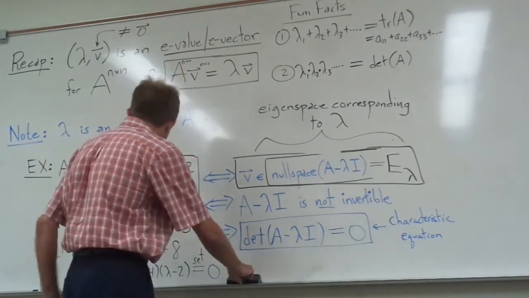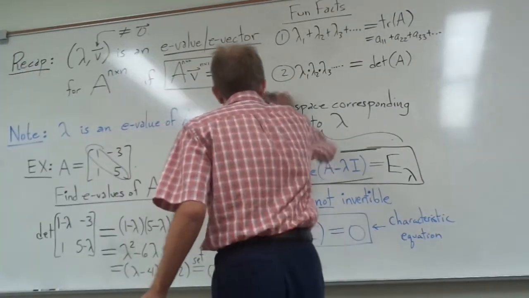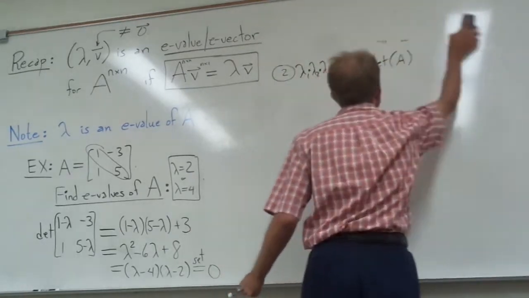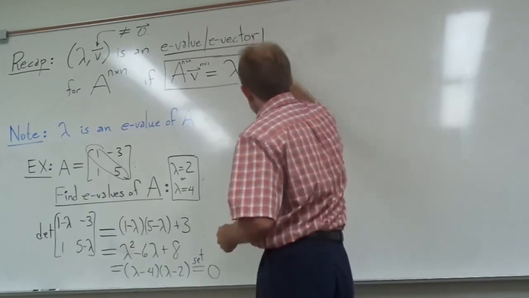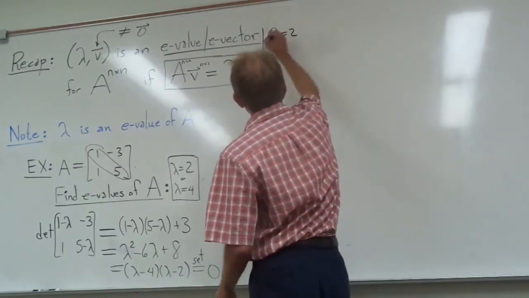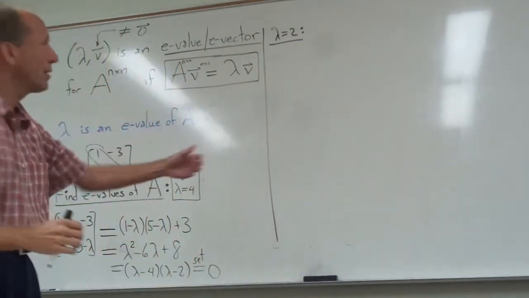Okay? Let's try it out on this example that I just worked out right here. We're going to have to calculate each of these eigenspaces. And you just do them one by one. I'm going to start with lambda equals 2. It doesn't matter which one you do first or second.